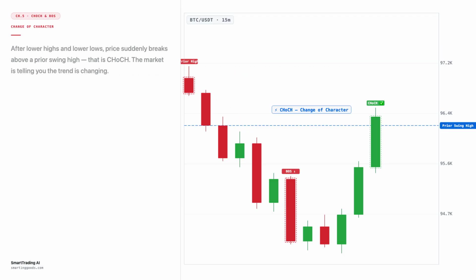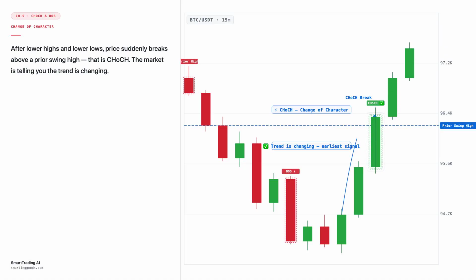Now here is where most traders get confused. After a series of lower highs and lower lows, a clear downtrend, price suddenly breaks above a prior swing high. That is a change of character. That is a CHoCH. The market is telling you the trend is changing. This is the earliest entry signal you can get. Most retail traders miss it completely because they are still waiting for confirmation that never comes.